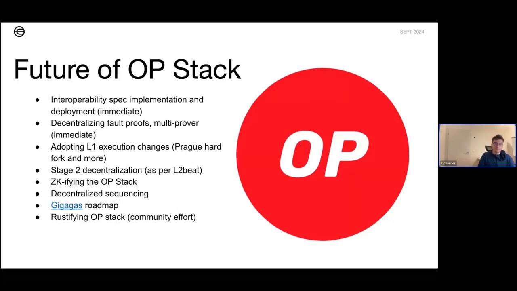One cool thing that I find really exciting is ZK-ifying the OPStack. So the OPStack is currently using fault proofs, as I mentioned. But since it's modular, you can change the way that you validate state transitions and turn away from using fault proofs to using validity proofs instead. So you can use something like maybe the ZK stack from zkSync and mirror that and use it, for example, for Optimism to prove that.